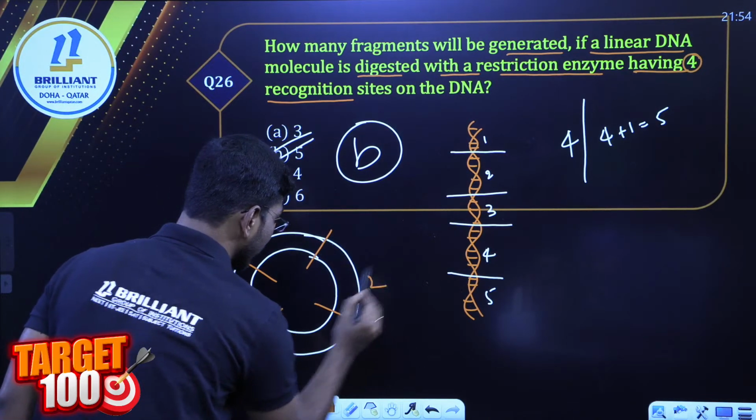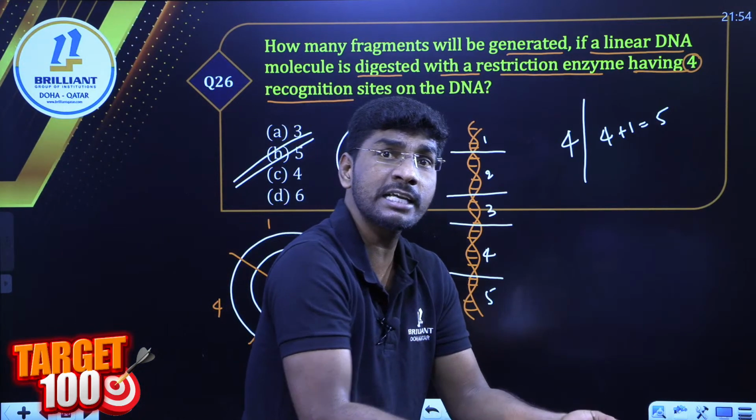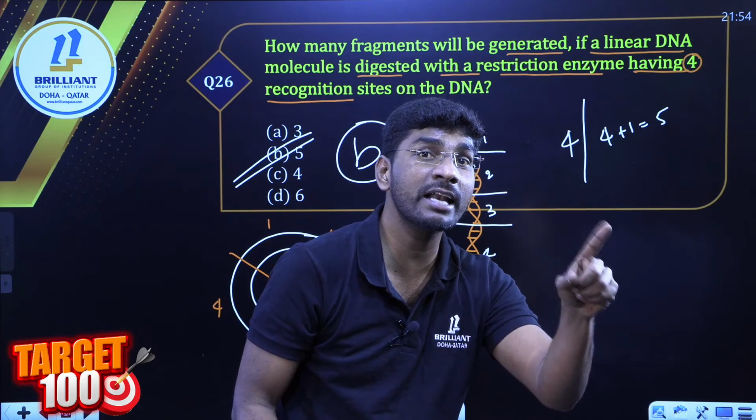Fragments 1, fragment 2, fragment 3, fragment 4. So the number of restriction endonuclease sites equals the number of fragments in the case of circular DNA, remember.